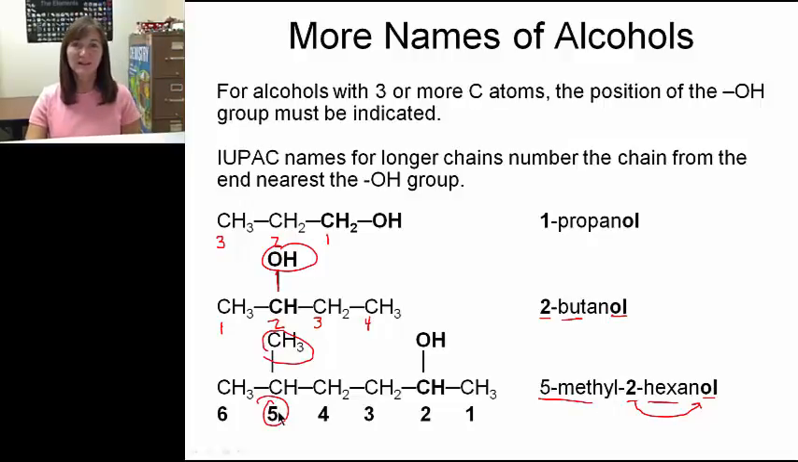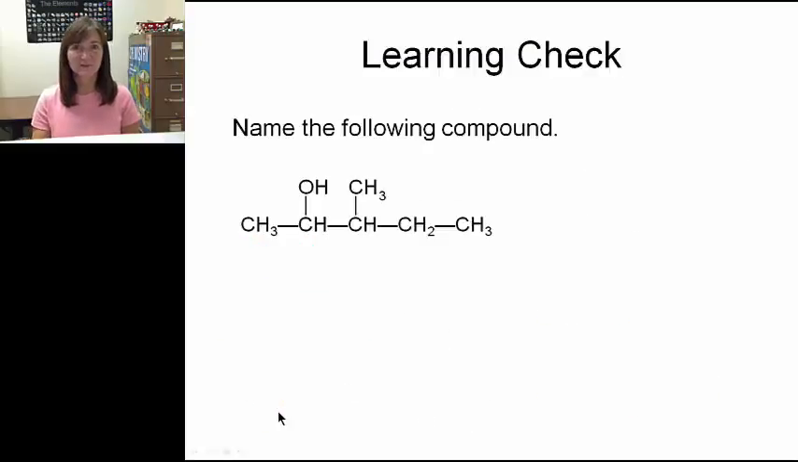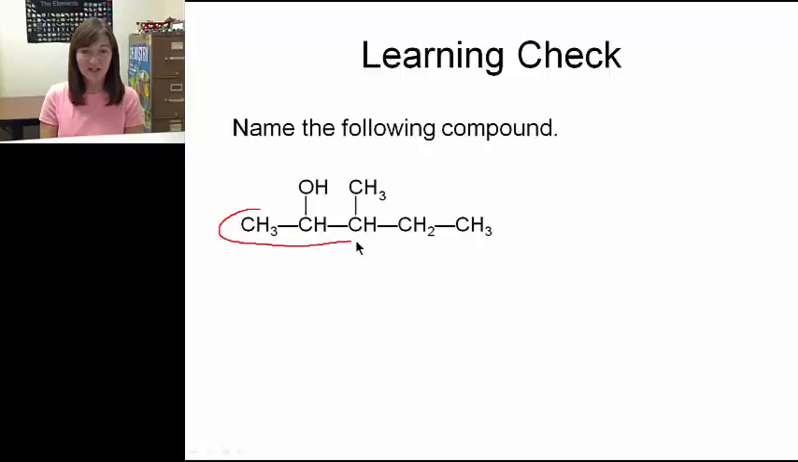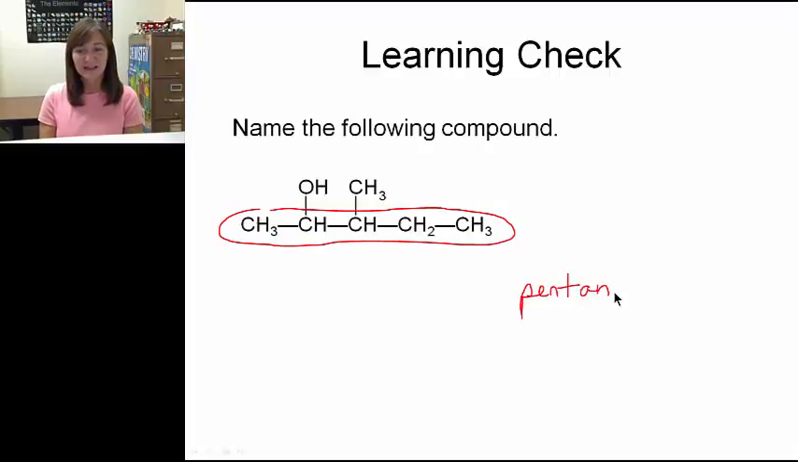Once you get the alkane rules down, these other rules don't add too much more complication. So here's a learning check. Name this particular molecule. Step 1, let's find our longest chain. Longest carbon chain is going to be 5 carbons, so it's going to be pentane. But instead of being pentane, I'm going to drop the E and add -ol.